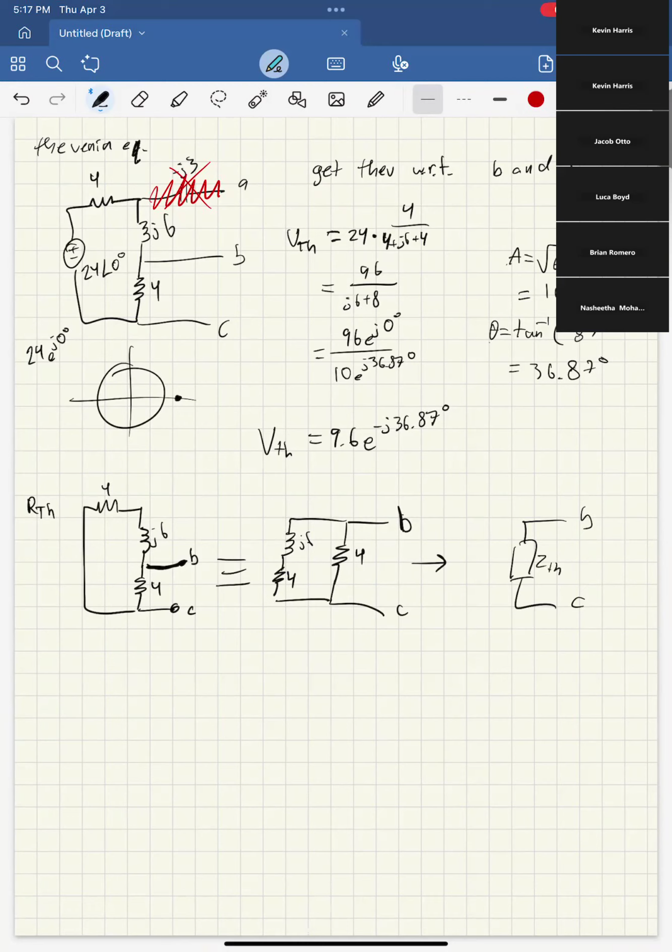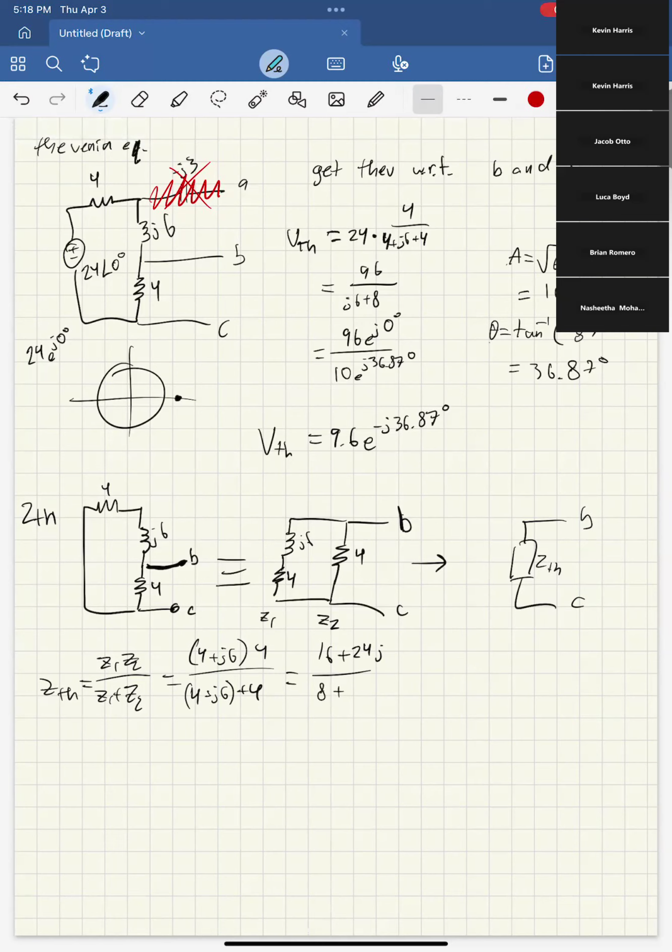Anyway, if we want to convert this to some box ZTH, oh, it's not R. Okay, we're here. So ZTH is going to be just these two sections in parallel. If I call this Z1 and this Z2, ZTH is going to be equal to Z1 Z2 over Z1 plus Z2. That would be 4 plus J6 times 4 over 4 plus J6 plus 4. I'll add parentheses to make it clear. And this will be 16 plus 24J over, nope, that's 8. 8 plus J6.